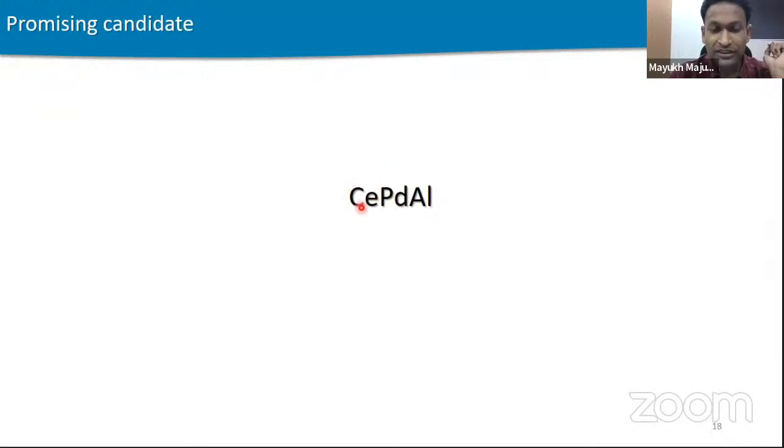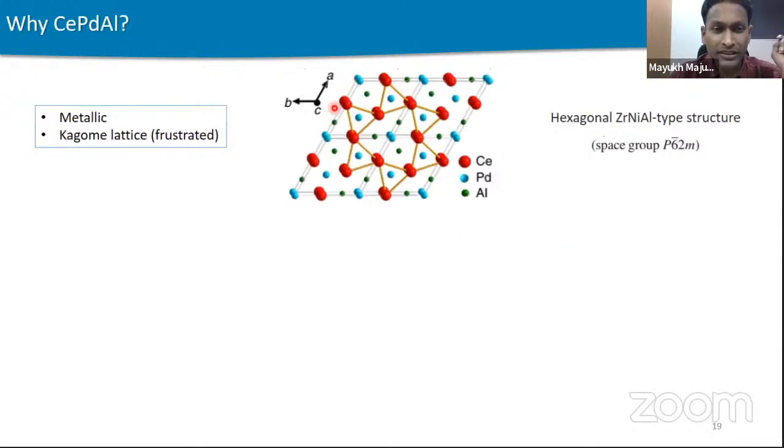And for that, we have chosen cerium palladium aluminium. Of course, cerium is a 4f system, and that is the main source of magnetic moment in this particular system. This is a metallic system, and you can see that the cerium moments are arranged in a way that there are corner-shared triangles, and that particular type of structure is called the Kagome lattice, which is also a frustrated lattice. So we have a metallic system and cerium 4f moments arranged in a frustrated type of structure. So we know that this might be an interesting system to start with.